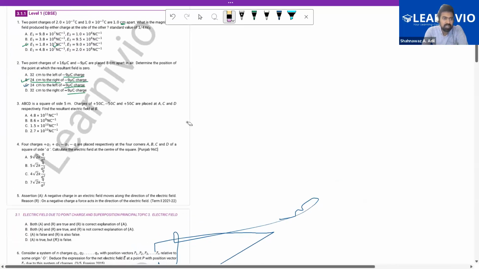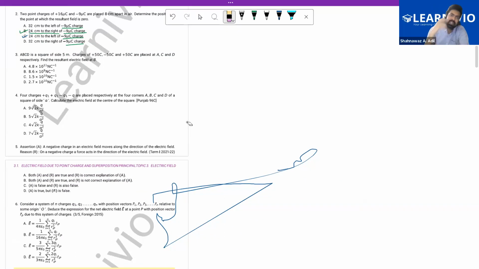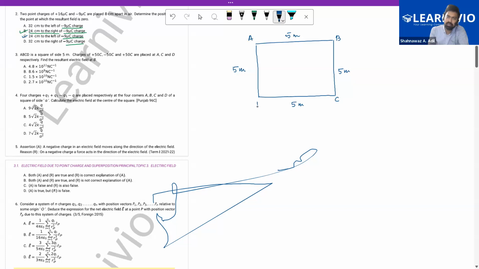Okay, so the next question is that ABCD is a square of side 5 meter. Let us make this ABCD square of side 5 meter. This is A, B, C, D. Charges of 50 coulomb, so charge of 50 coulomb is placed at this point.